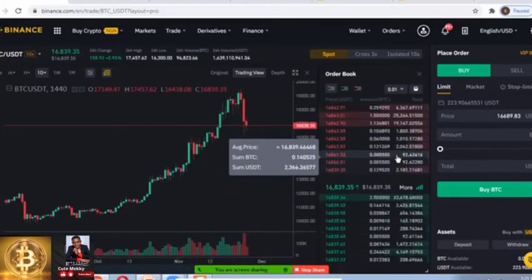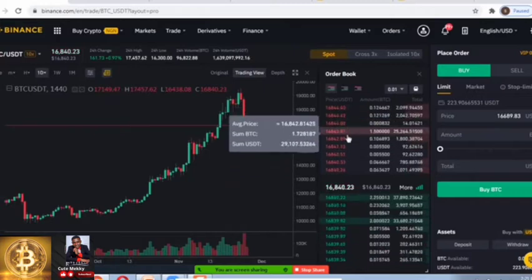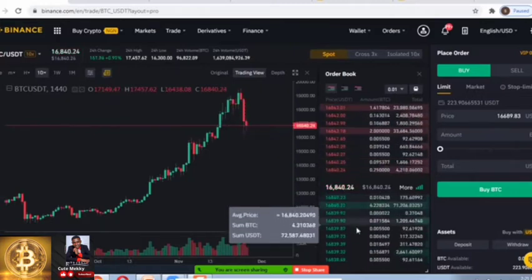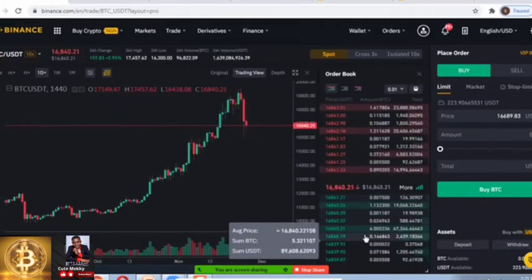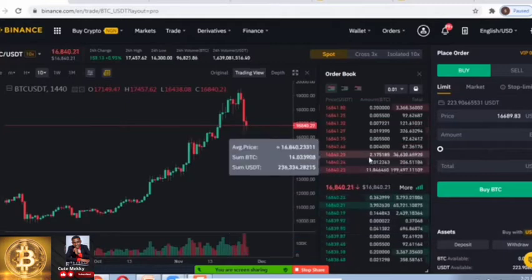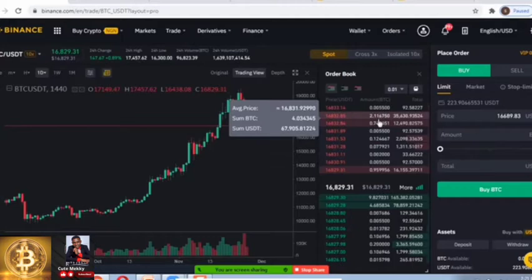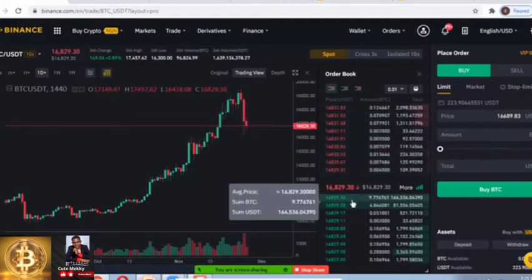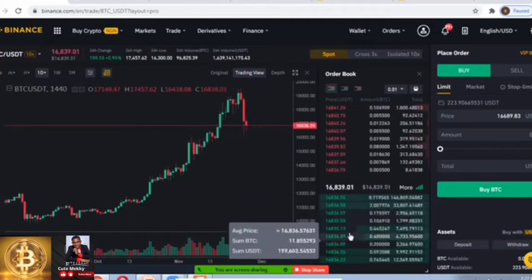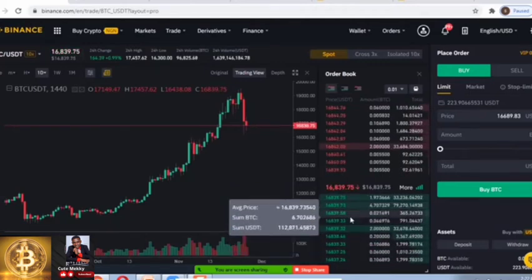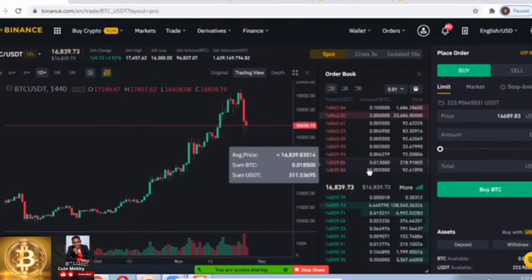Now, if it is a sell, you will see it on the red option. If it is a buy, you see it on the blue option. I don't know whether people are getting it. If the person placed an order to sell Bitcoin, it will be here, the red side. And if the person placed an order to buy Bitcoin, it will be on the buy side. That is the green side, okay? So this is the order book.